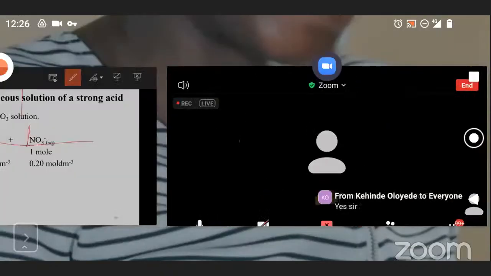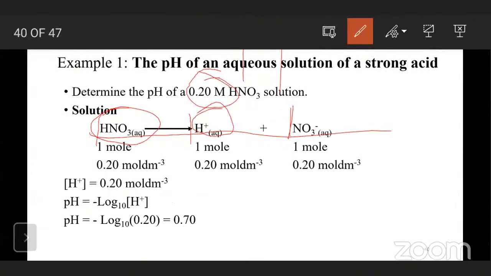So let's go back to that example. We have 1 mole of HNO3 giving us 1 mole of hydrogen ion and 1 mole of NO3 minus. Note the way I'm calling it: I'm calling it ion, not ions. All right, so we move on.